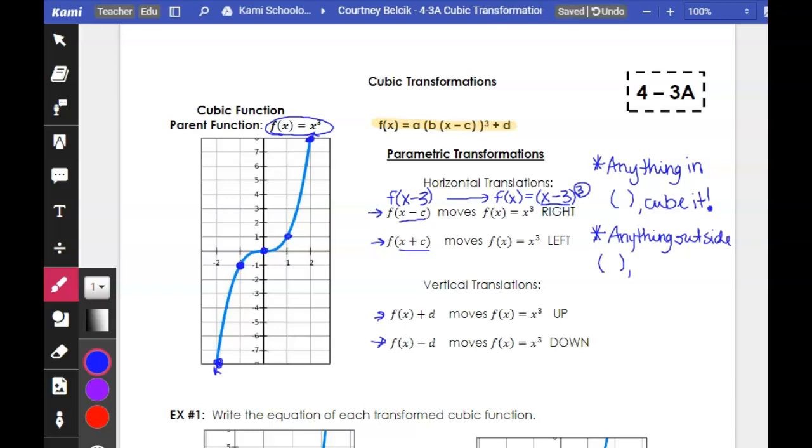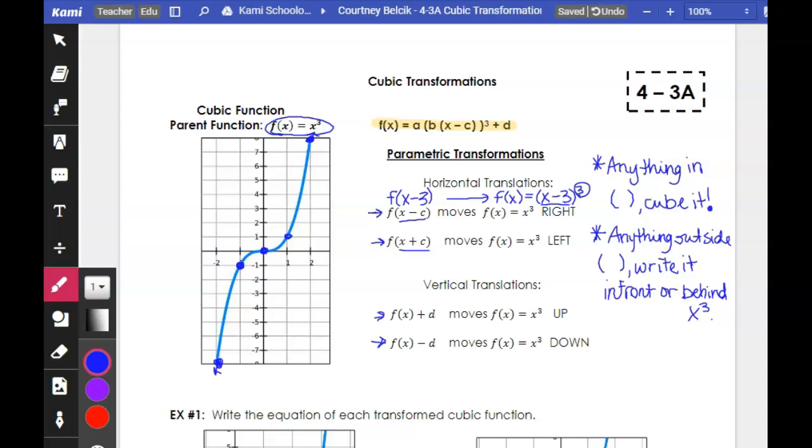Now the second trick: if you have anything outside of parentheses, then write it outside of parentheses. Write it in front of or behind x cubed.